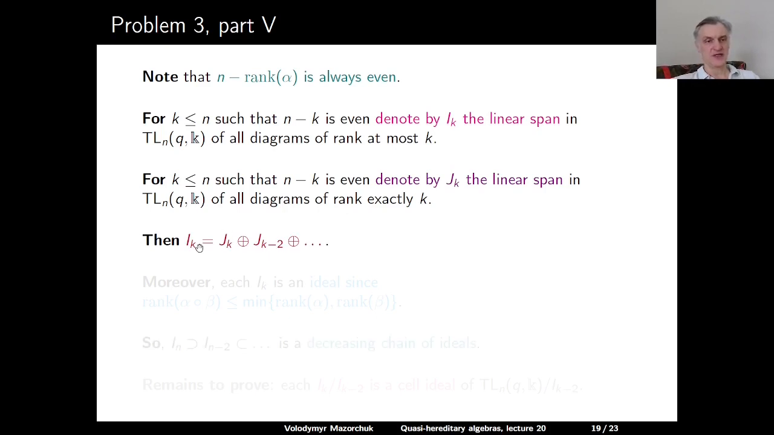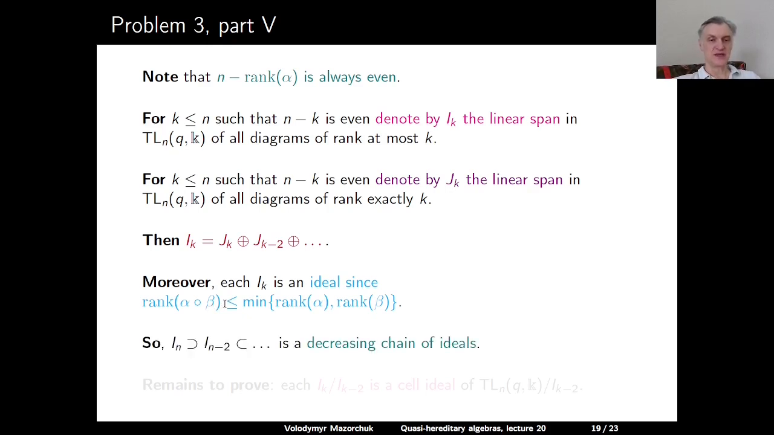And then of course we have that I sub k is equal to J sub k direct sum J sub k minus 2 direct sum and so on. That's by definition. Moreover, it is easy to see that each I sub k is an ideal. That's because if we multiply two diagrams alpha and beta, the rank of the outcome will be less than or equal to the minimum of the ranks of alpha and beta.